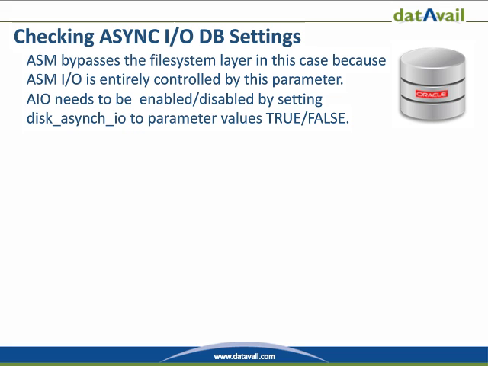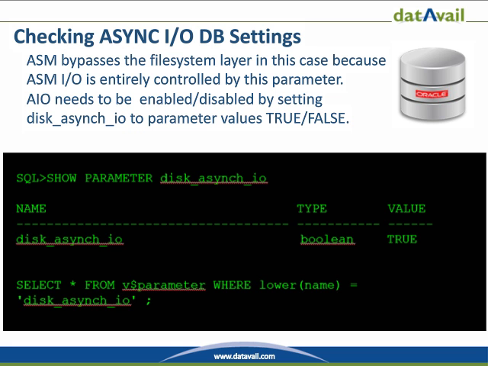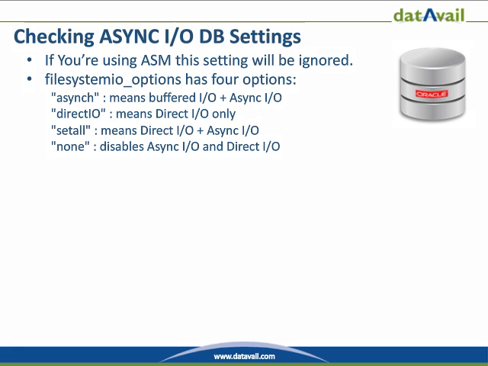So very quickly, checking asynchronous IO database settings. If you're using Oracle, keep in mind ASM bypasses the file system, so this setting might not necessarily be applicable to you. But there's a setting called disk asynchronous IO, and it's a true or false setting. You can open up SQL Plus and run show parameter disk asynchronous IO, and it's going to show you whether you've got that turned on or off.